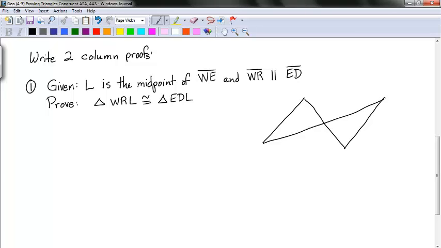Okay. Label this as W. Label this as R. Where it intersects is L. Label this as E. And this is D. Okay, now we've got 2 that are parallel. Remember, we marked those WR. We marked those with the little red arrows. And ED. Okay. And they tell you L is the midpoint of WE. Okay, so now start the proof.